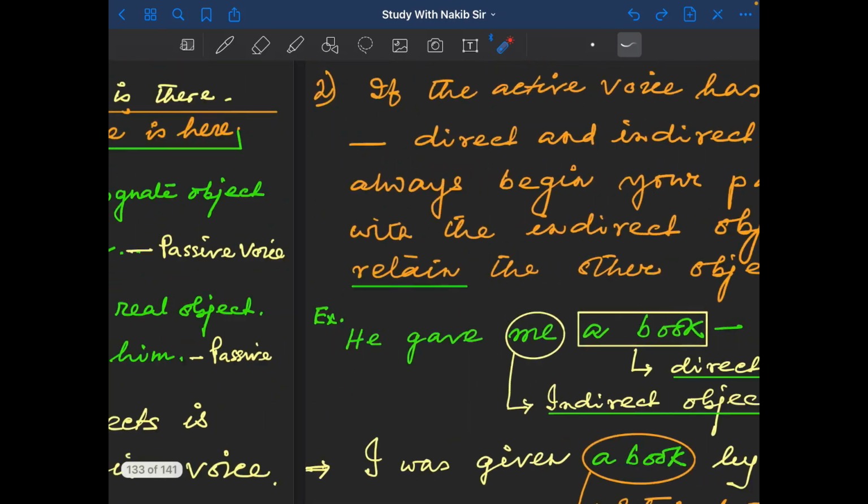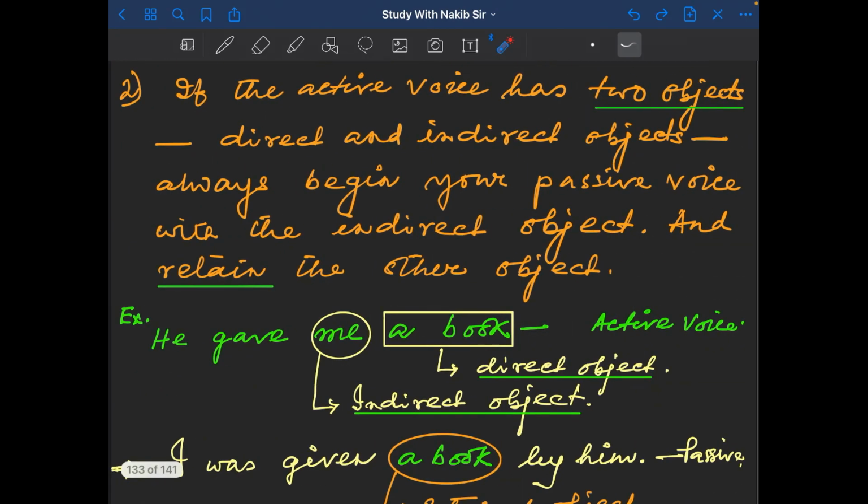Now another problem, another question. What is the question? When we get two objects, how can I change the voice, sir? That means which object will be used first?